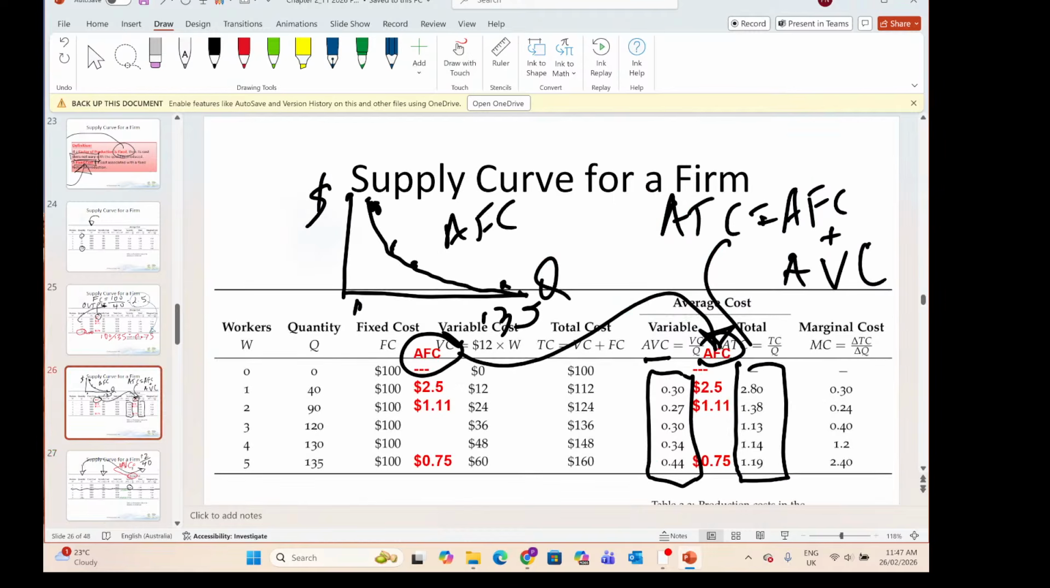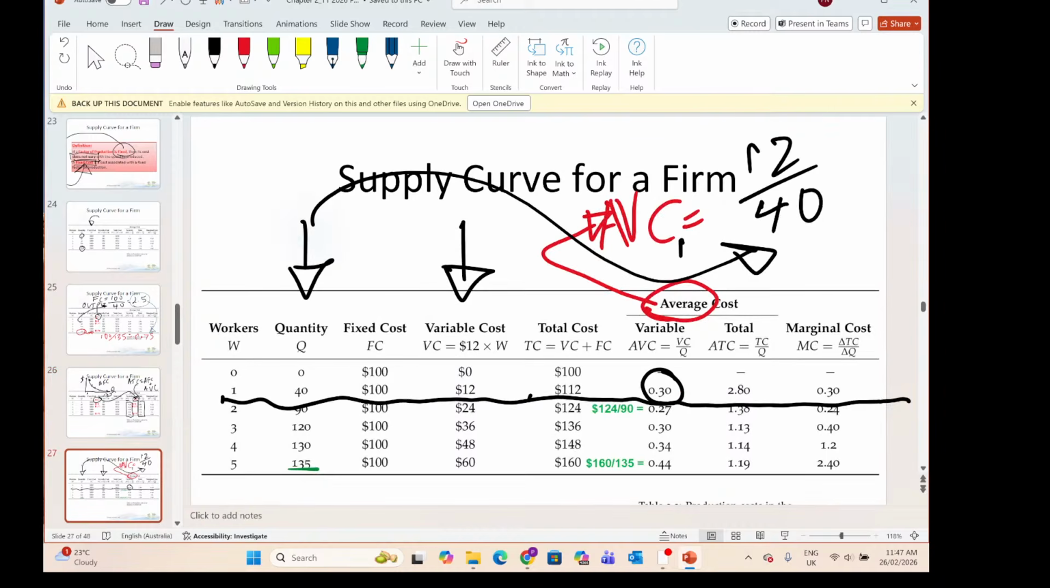And then you'll remember from our previous table, the average fixed cost is $2.50. So let's put the 2.5 in, and that is how we get the average fixed cost. $2.50 plus 30 cents is $2.80. That's where our average total cost curve comes from. Our average total cost comes from the average variable plus the average fixed. So there's our variable cost curve. Those are our variable costs.